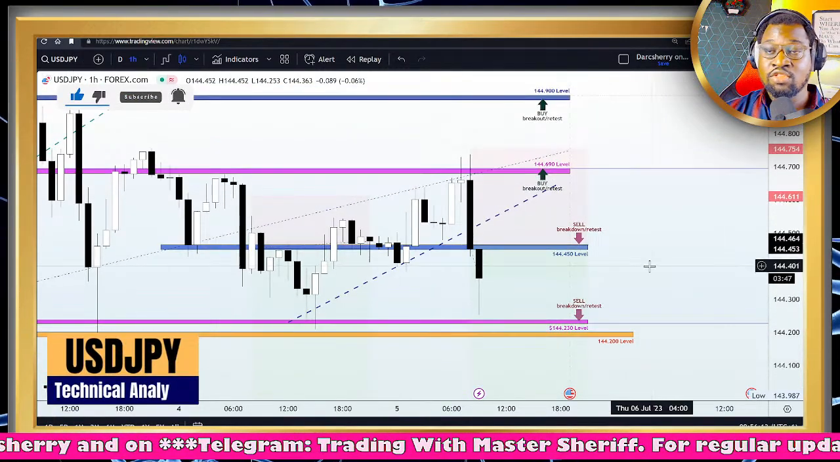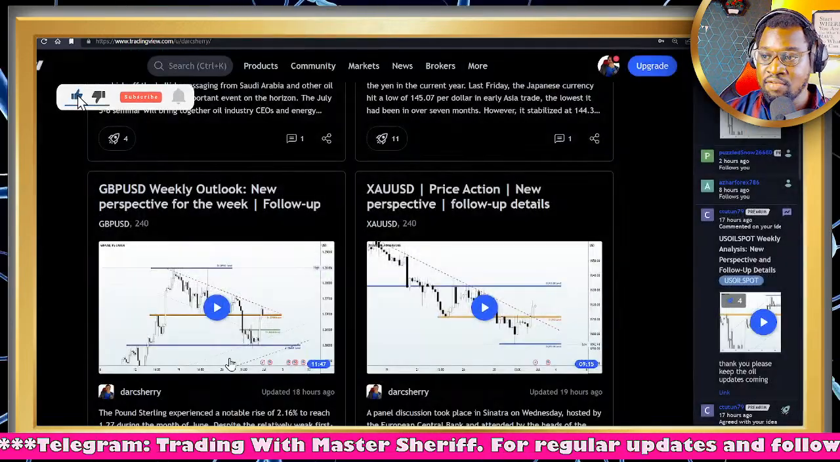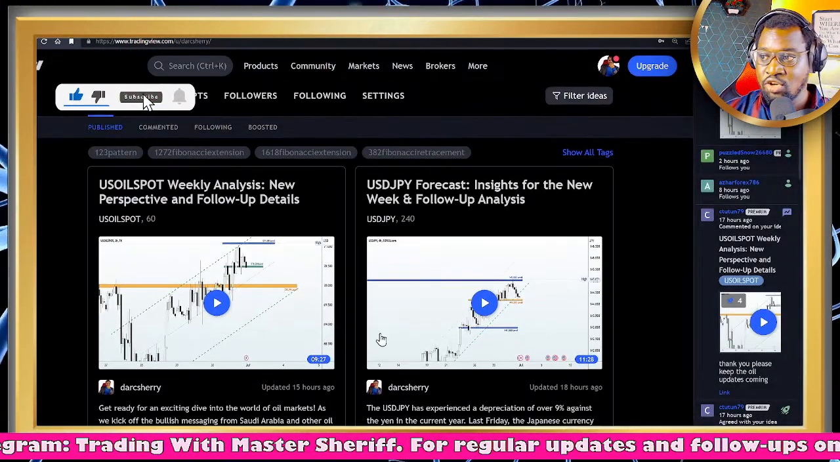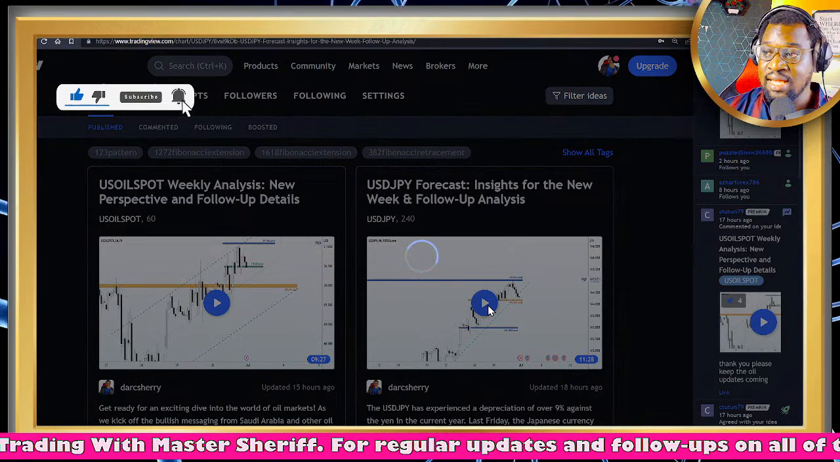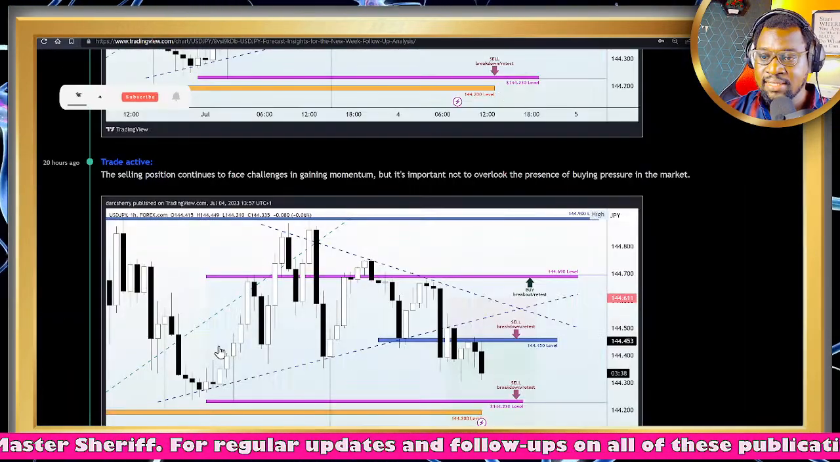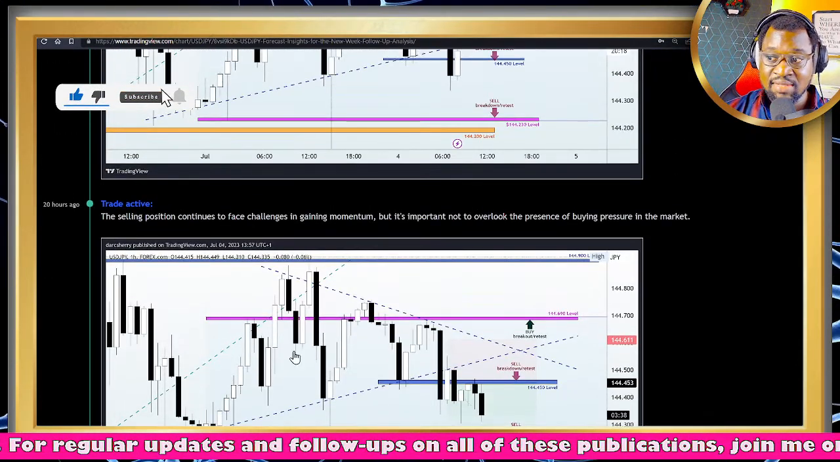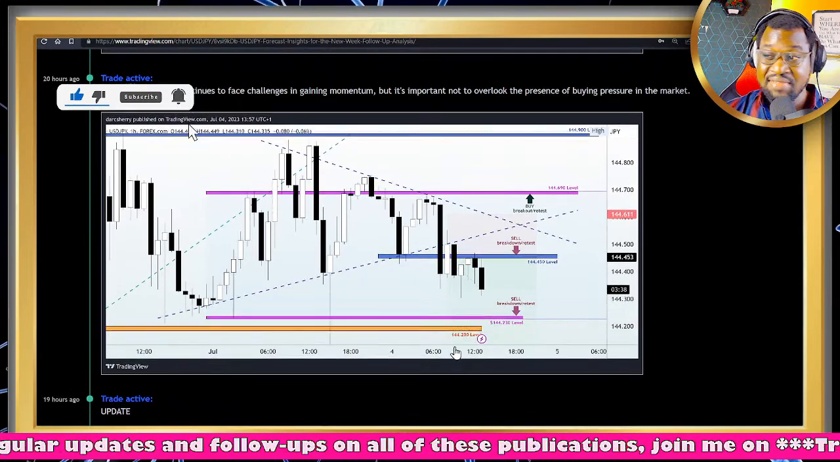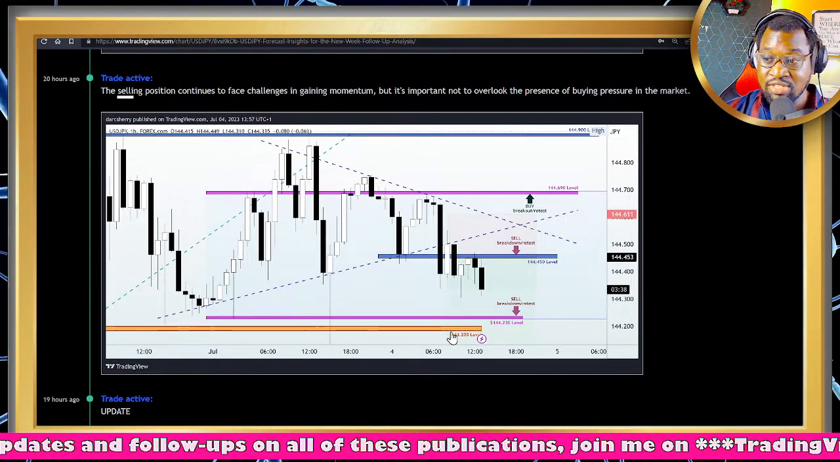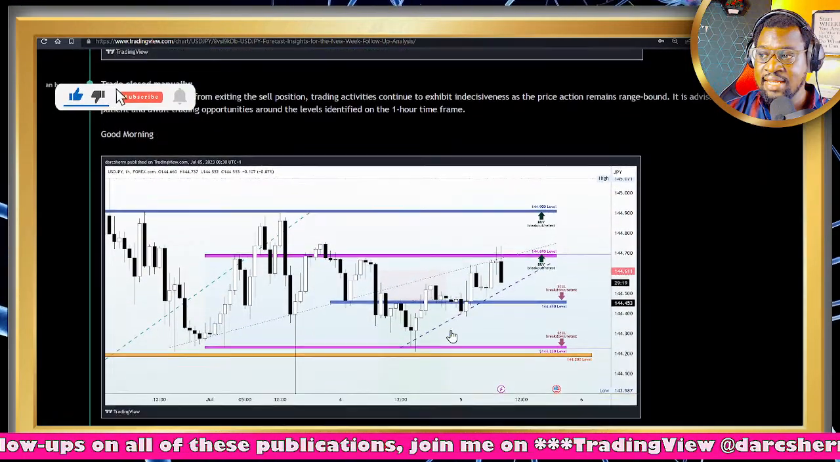And let's quickly run through the commentary on the USDJPY on my public platform before we go into the details of what we are looking at on this instrument for today. So right here on my TradingView, is of course on my Telegram platform. We have been selling within that range. Yesterday price closed out at break even.